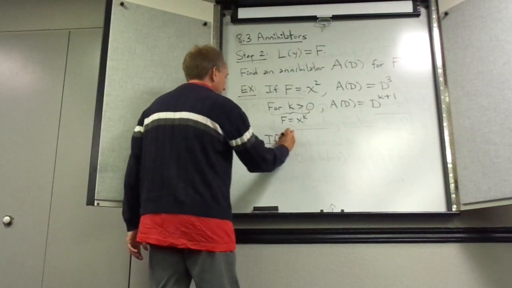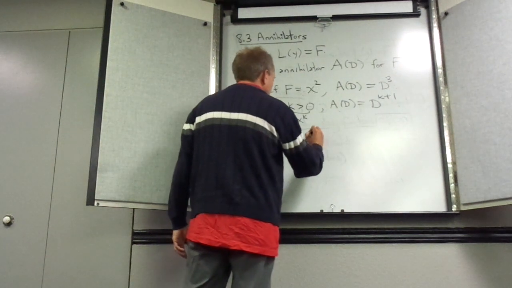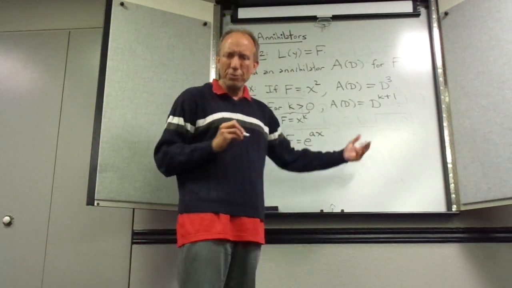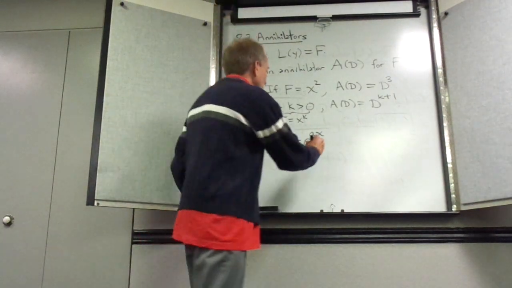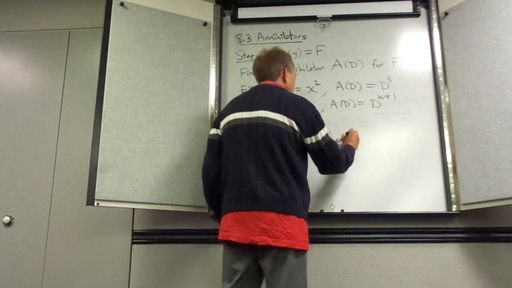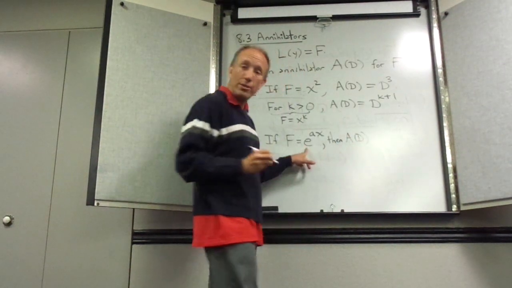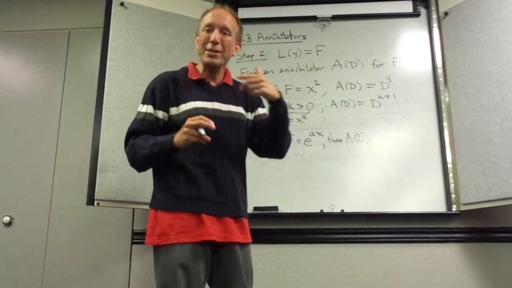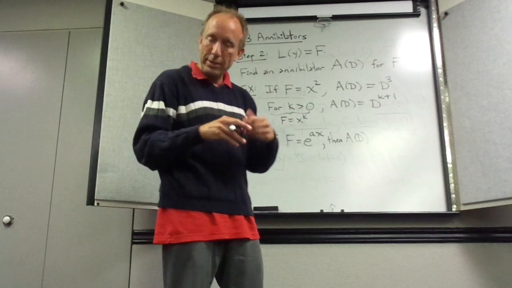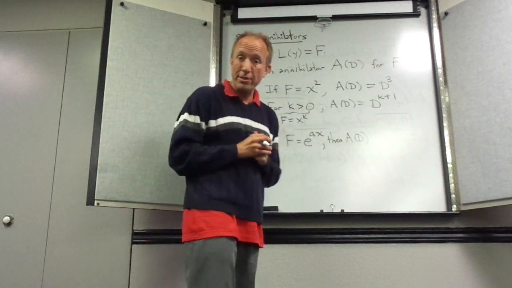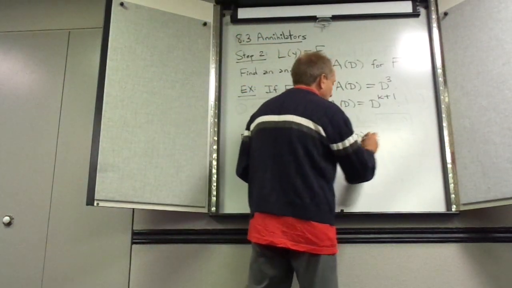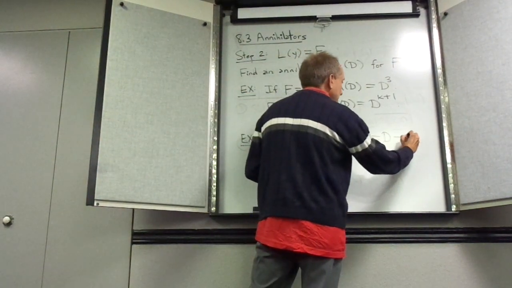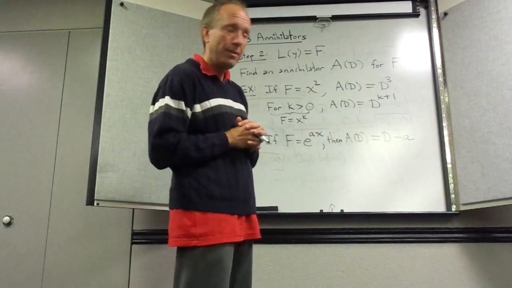Suppose that capital F was e to the ax. Okay? So some exponential function of this nature. Well, if you take the derivative of e to the ax, what you get, of course, is a times e to the ax. So it's very close to the original function. Okay, and it turns out that we can annihilate e to the ax by using the operator D minus little a.